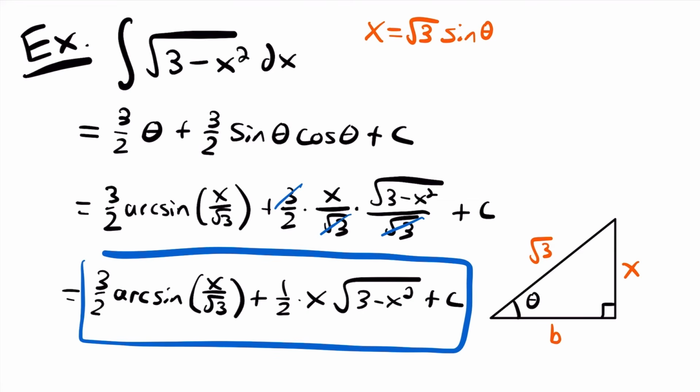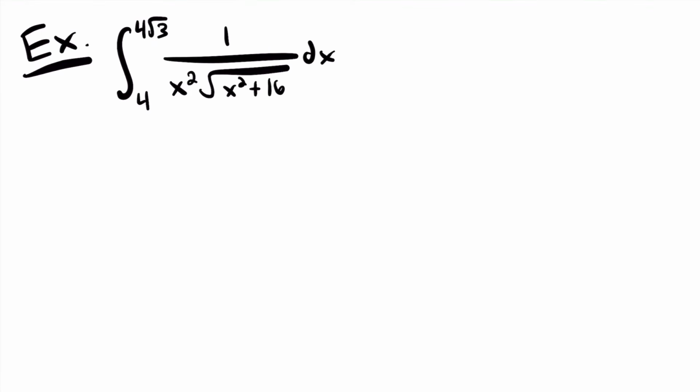Let's look at one more example for this video. All right, so here's our last example. We have a definite integral from 4 to 4 times the square root of 3 of 1 divided by x squared times the square root of x squared plus 16 times dx.